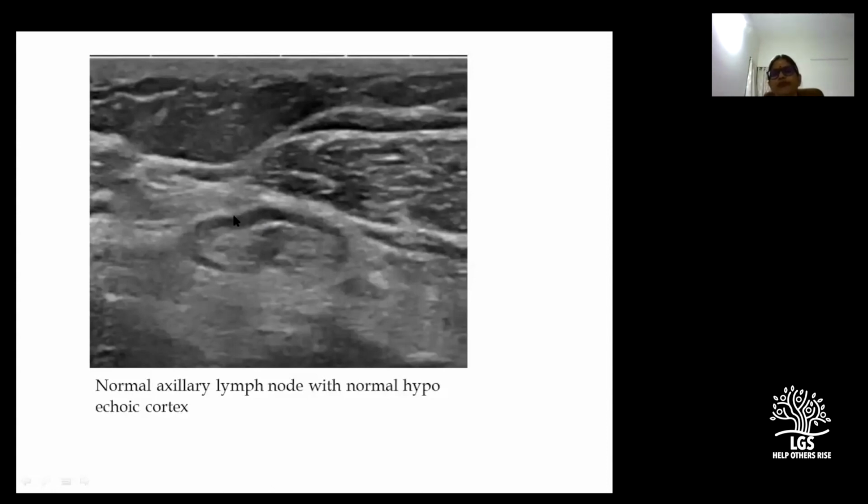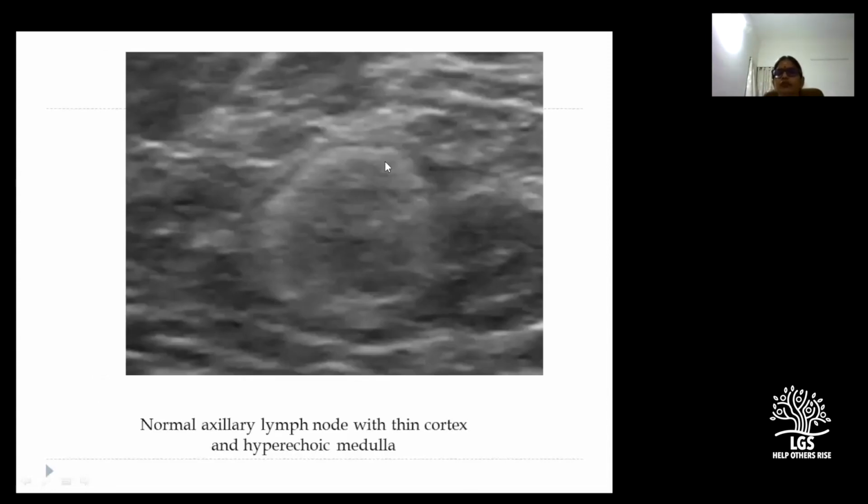The cortex is usually uniform, and if you see, that is uniformly there, and it is usually no more than 2 to 3 millimeters, and the entire middle of the node is the fatty hilum. And this node, this is also a node, you see that thin rim of hypoechogenicity, just to mark that distinction between the fat and this. This node is almost entirely replaced by fatty changes. The entire medulla is replaced with all fatty changes. This is an elderly woman whose node looks like this.